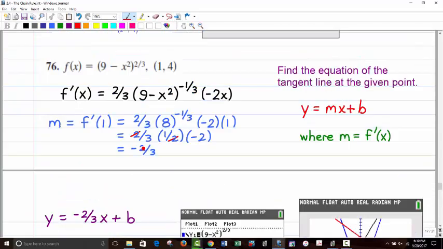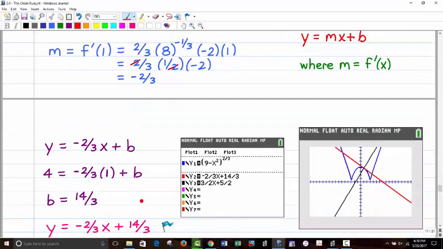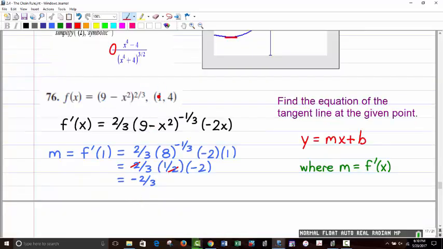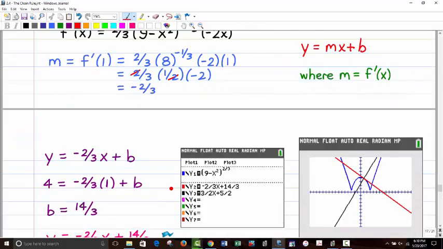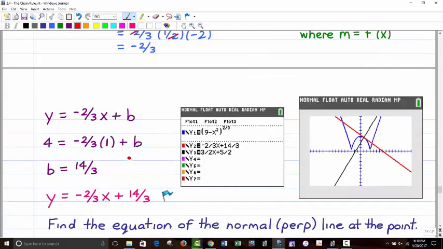Right here, you see our point is 1, 4. So remember, as I've talked about in other videos, all they have to really give you is the x. You could plug 1 back into the original function to get that 4 if you had to do it, but they gave it to us here. So you put the 1 in there for x, 4 for y. B is 14/3. And y equals negative 2/3 x plus 14/3. And there you go. That's it.